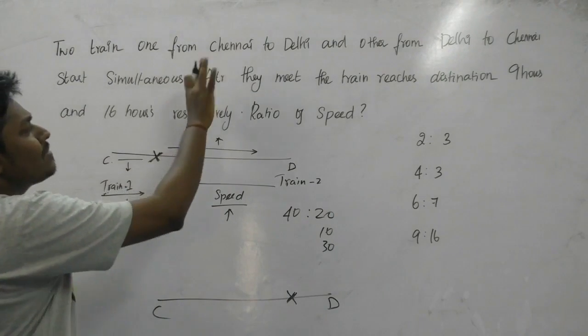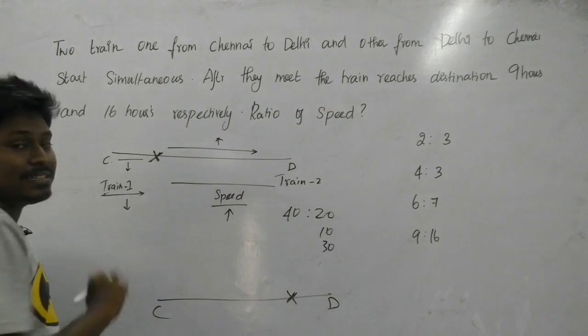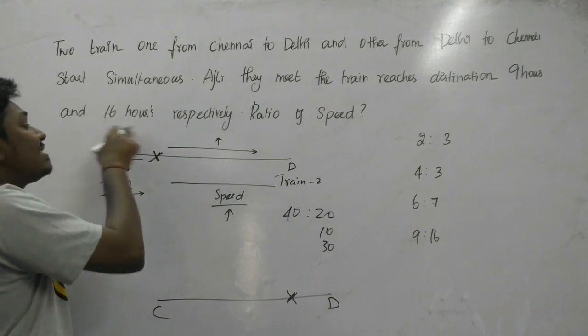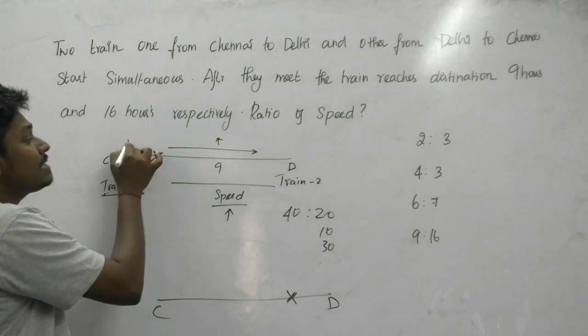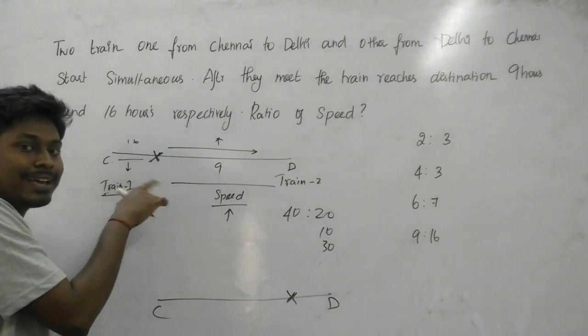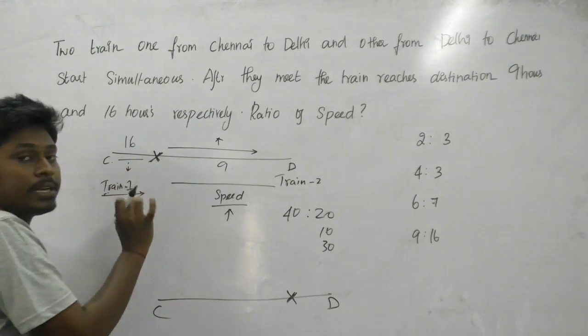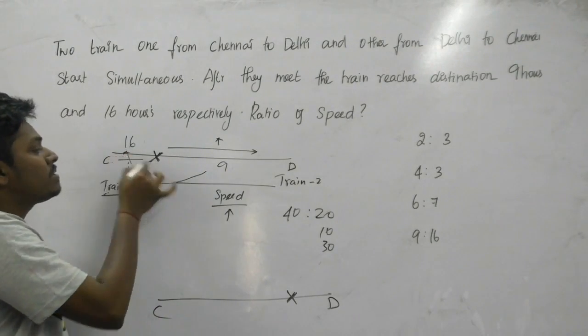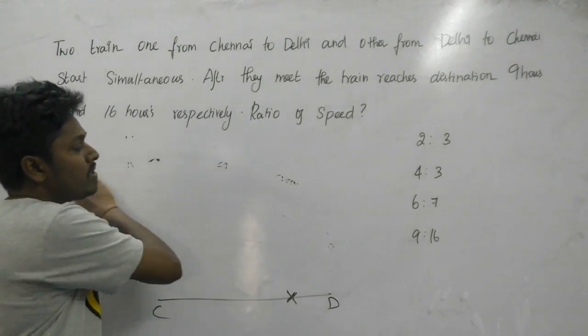See here, one train is from Delhi and another from Chennai, right? After meeting each other, they reach the destination in 9 hours and 16 hours. Train 1 takes less time, right? Train 2 takes 16 hours. Does this condition follow? Exactly wrong. Train 2 should take only less time, right? Train 1 should take more time. The condition is just the opposite, right? So we can clearly say that this condition doesn't follow according to the question.